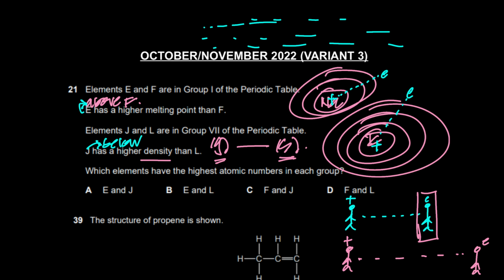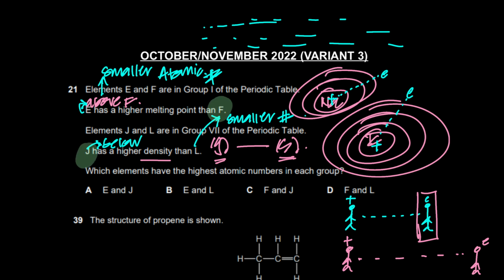Because E is above F, E will have a smaller atomic number. Atomic number means the proton number. And because L is above J, that means L is going to have the smaller atomic number. So which one has the higher atomic number? Obviously, F has the higher atomic number and J has the higher atomic number. So the option should be Ciarino. Done?